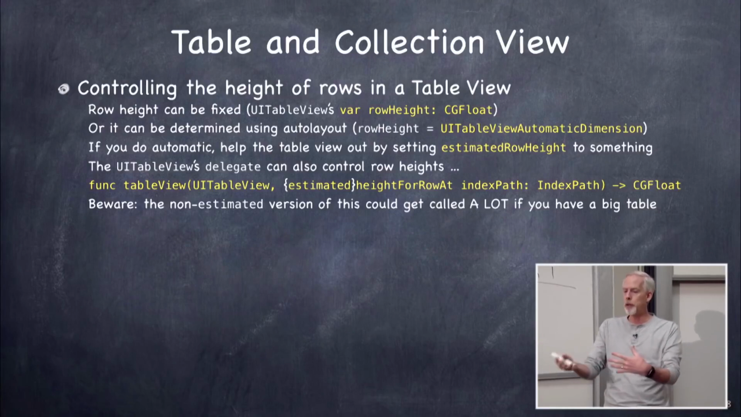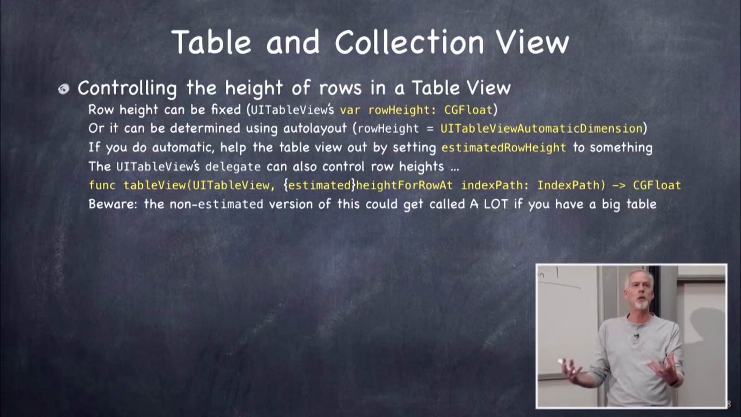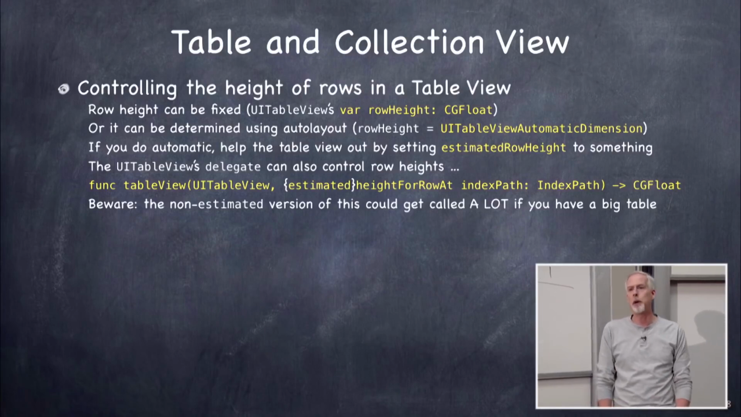Okay? Maybe you know that certain cells are one height and certain cells are another height, and that's it. Just one of these two, and you can return which one it is. All right? Or maybe all your cells are the same height and it's just more convenient to calculate it and return it here. That's perfectly fine.